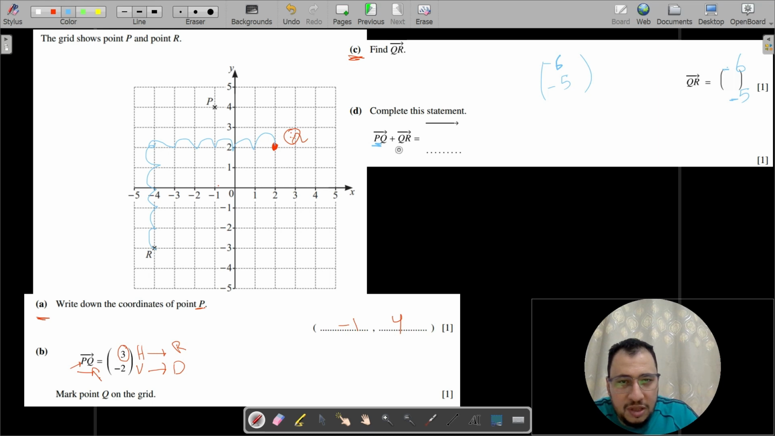PQ plus QR equal what? And here he gave us an arrow, which means he's asking us to write a vector. To go from P to Q and Q to R, simply this is equal to PR, because this is the result. At the end, you imagine that you're standing at point P, okay? You went to Q, and then from Q to R. What does that mean? That means you moved eventually from P, and your end point is what? Is R. And this is the answer of question D.